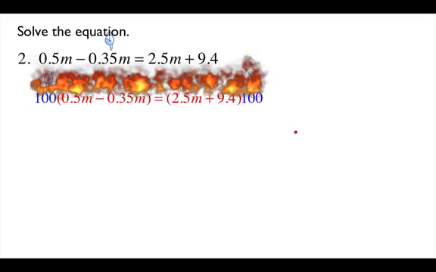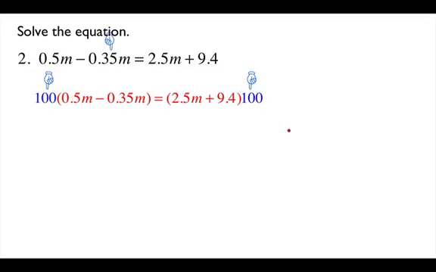So this is what I'm going to do. I am going to multiply both sides of the equation by 100, because it has two decimal places. If we had three decimal places, I would multiply by 1,000. Once I multiply both sides by, in this case, 100, this is what you get. 100 times 0.5m becomes 50m, and you should be able to follow the rest.